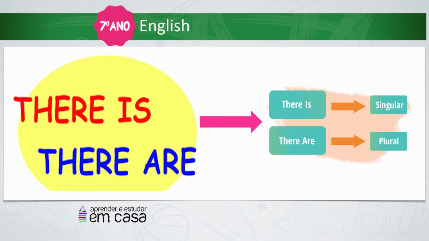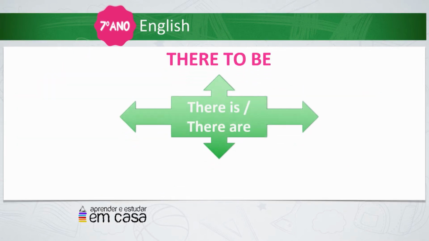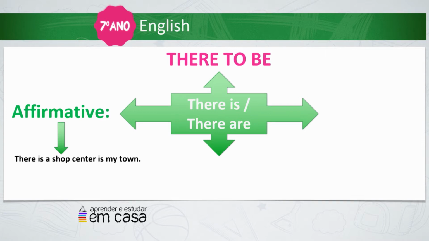Also, it's important to remind you that we can use there to be in an affirmative sentence. When we have one shopping center, we say there is a shopping center in my town. When we have two or three schools, we say there are two schools in my town.